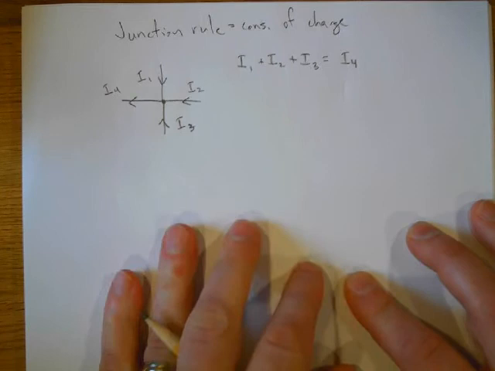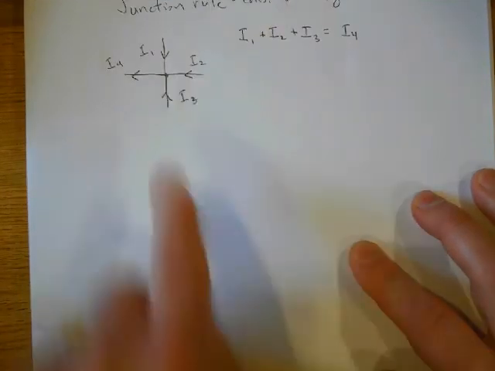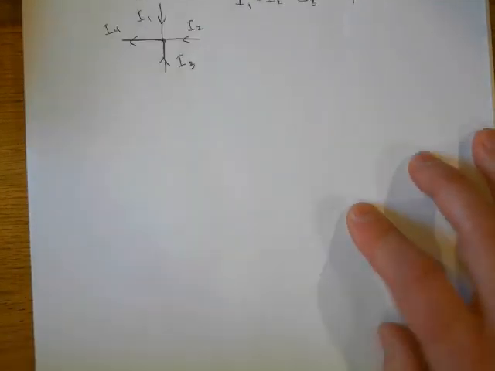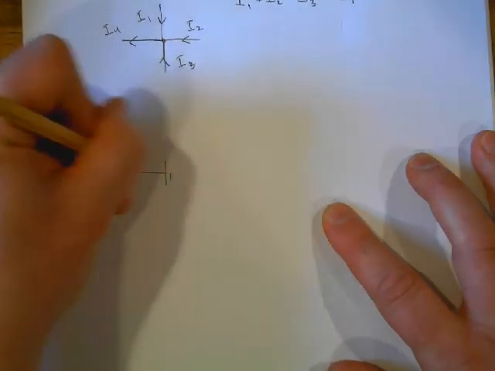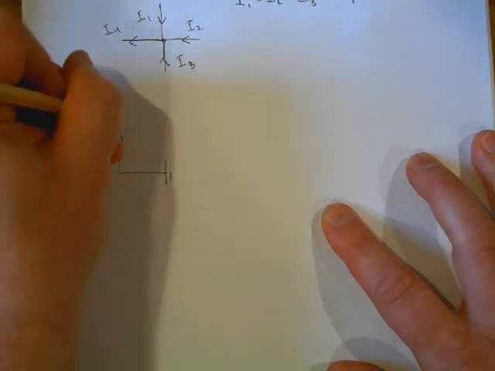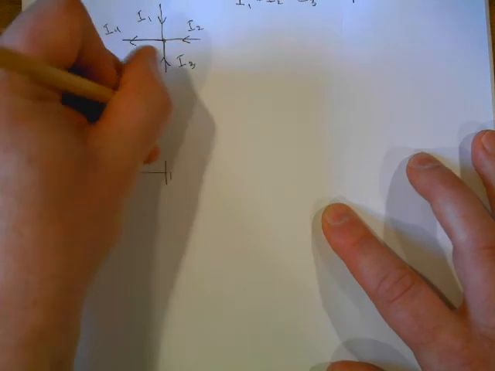Okay, whatever is going in has to equal what's going out. But again, don't memorize it, understand it. Whatever is going in has to be going out. Sometimes, especially in this class, you might have a problem that looks something like this.